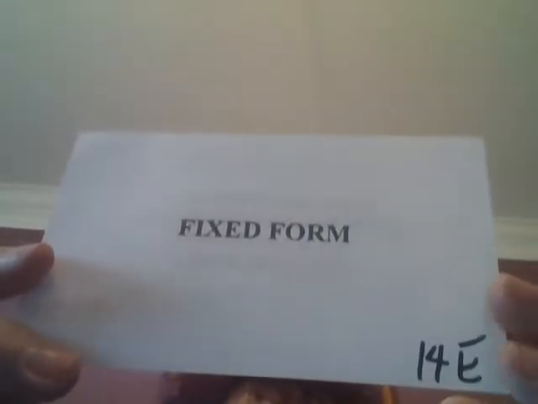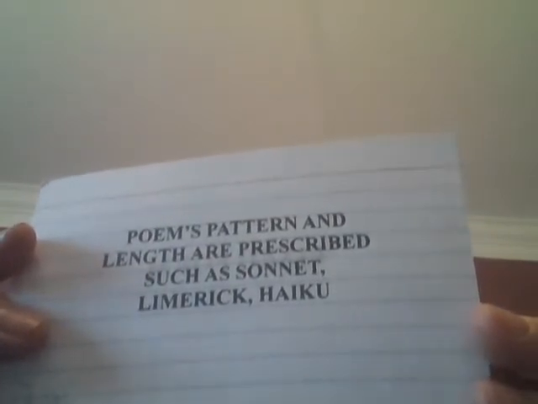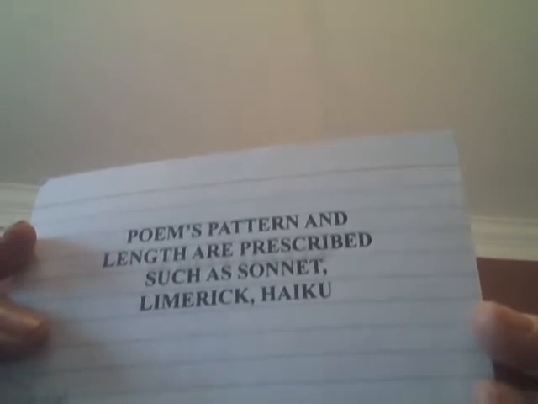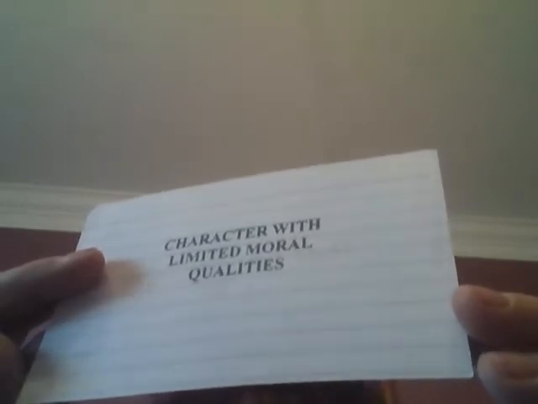Fixed form, this will be for poetry. And that's where a poem's pattern and length are prescribed. And this would include things like a sonnet, a limerick, a haiku, even a villanelle. Okay, we are on 15A. A flat character is one that has limited moral qualities, meaning we really only see one side of the character. You see only their bad side, with the assumption that possibly there's something good to them, but if so, you don't see that in the work.